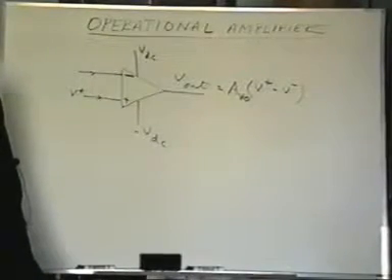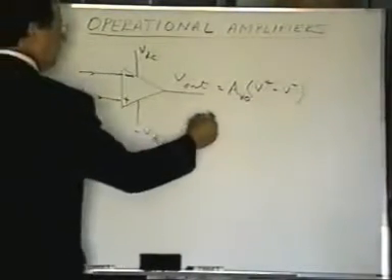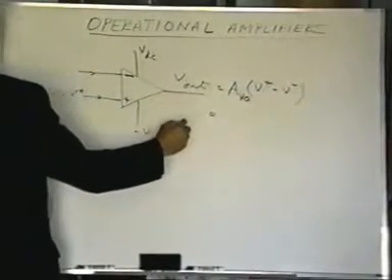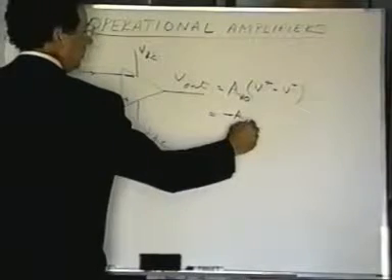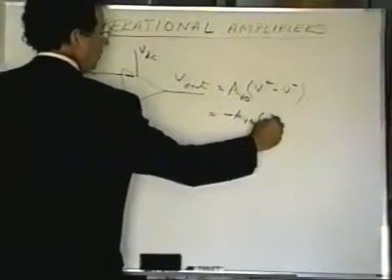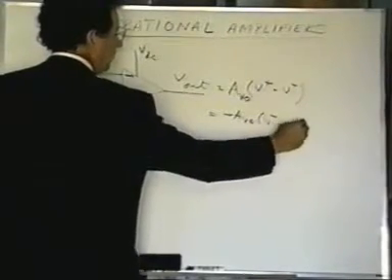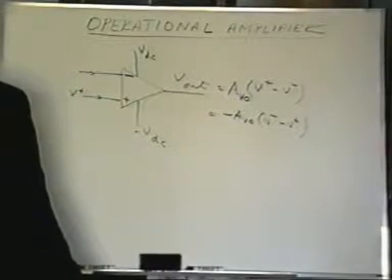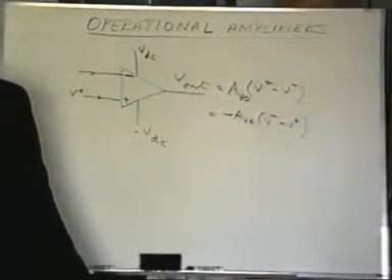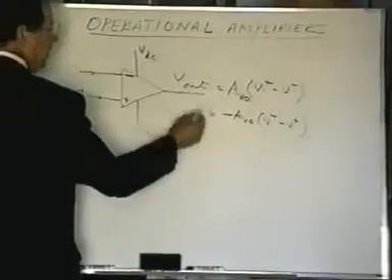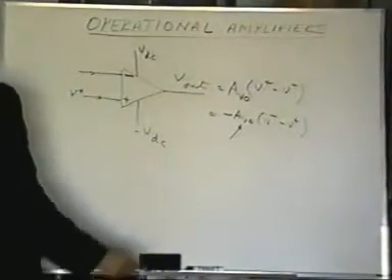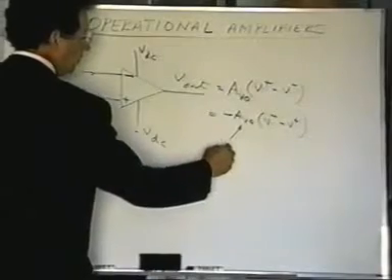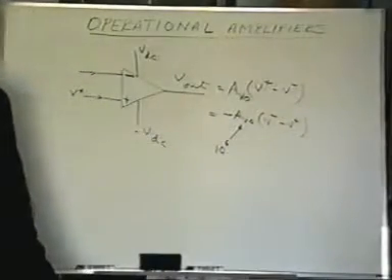The output voltage can also be written if we reverse the terms in the parentheses. We can write it as V minus minus V plus, which gives exactly the same thing. So in either case, the gain AV0 is usually a very large number in magnitude. It tends to be typically about 10 to the 6th. So it's a very, very large number.